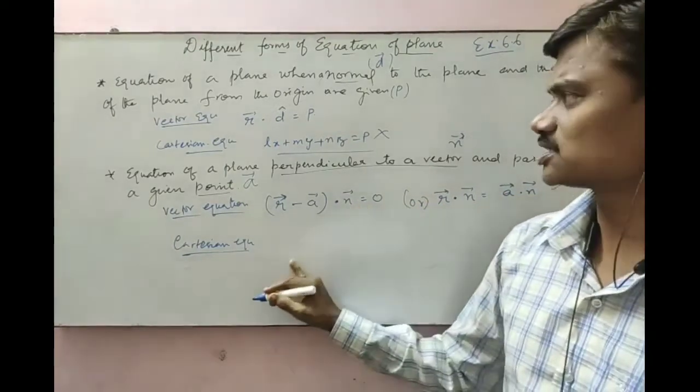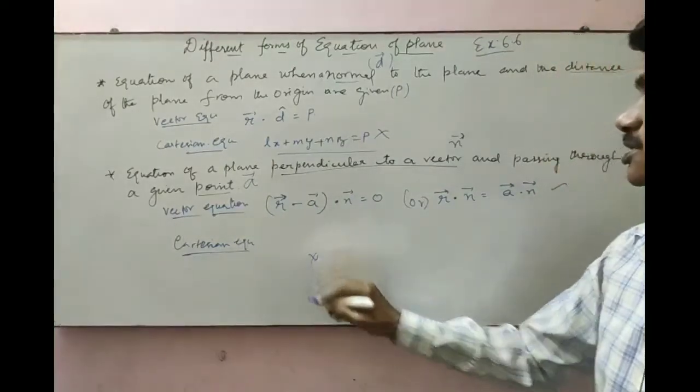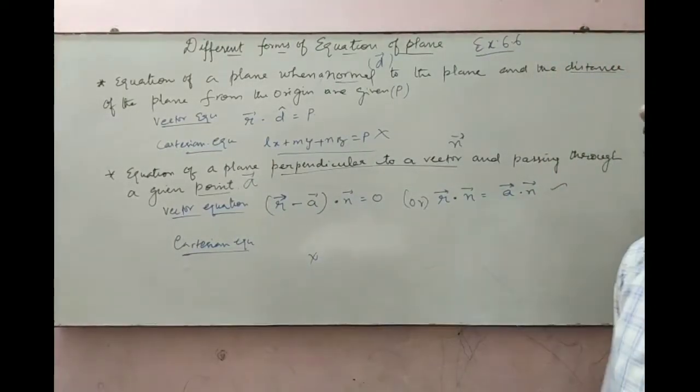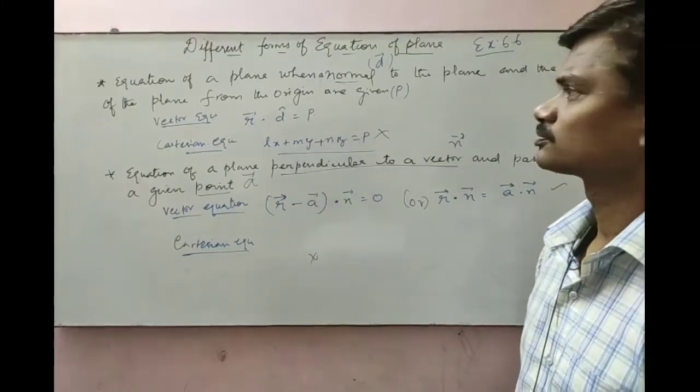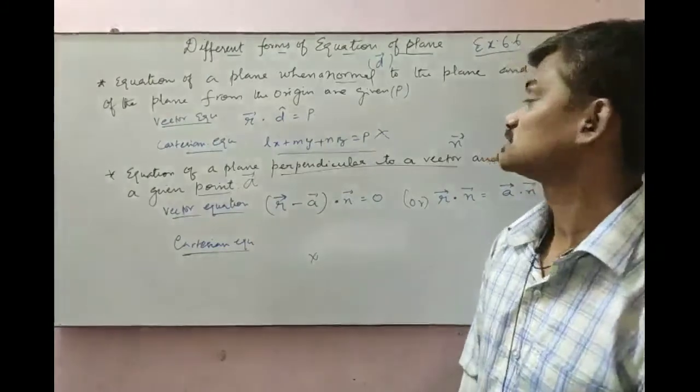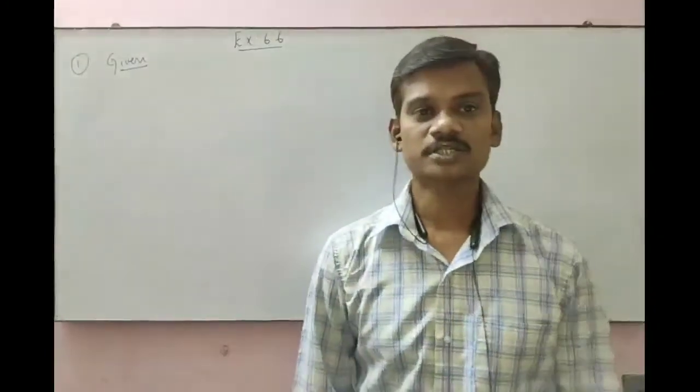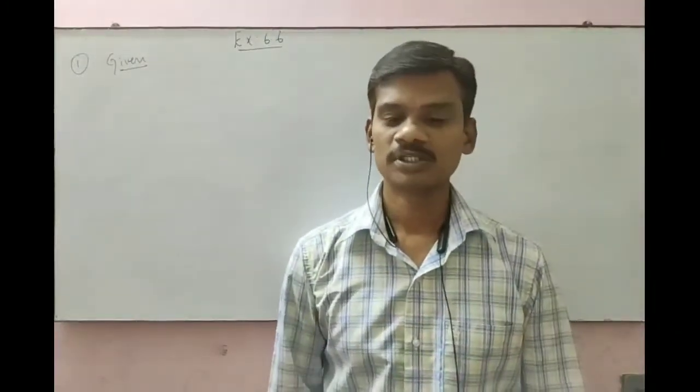For that also the Cartesian equation, you no need to use this. From this answer straight away you can write the Cartesian equation. So take down these two formulae. We will move on to the exercise 6.6. Okay, in the exercise 6.6, the first sum is, look at the book.